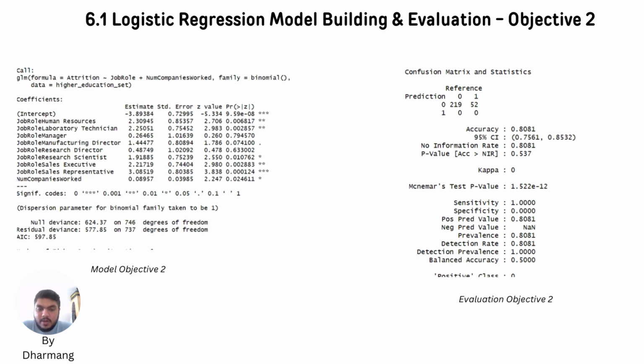The low McNemar's p-value again points to a significant bias in the model, which is good at predicting the majority class, which is non-attrition, but fails at predicting the minority class, which is attrition. The positive coefficients for job roles suggest that employees in these roles are more likely to leave according to the model. But given the lack of specificity, these findings should be interpreted with caution.